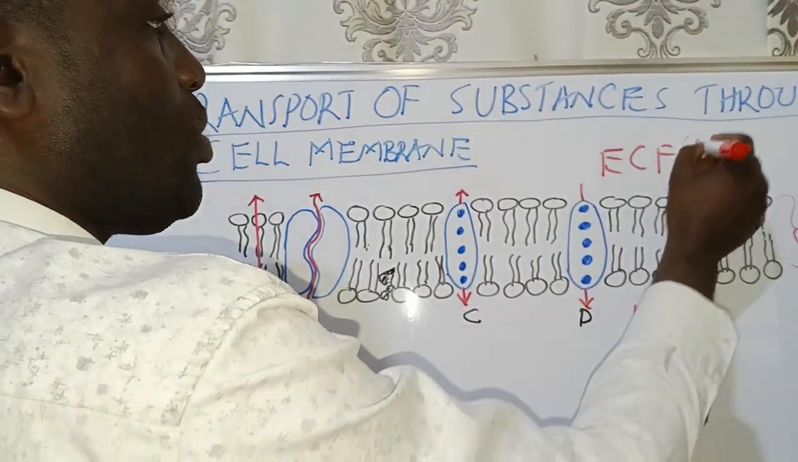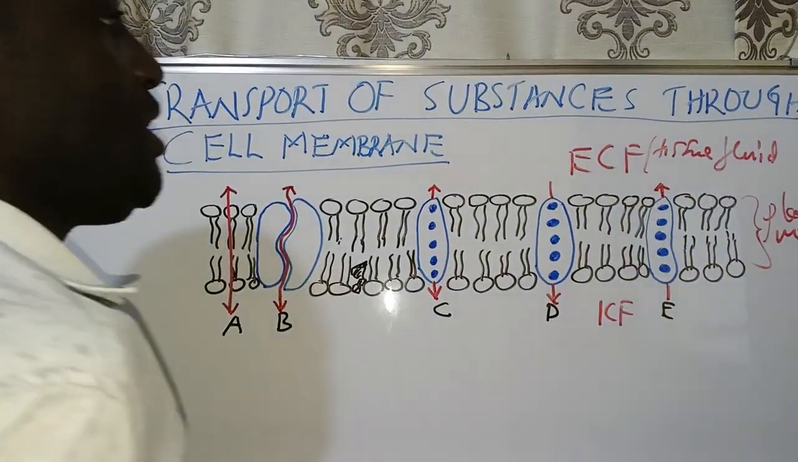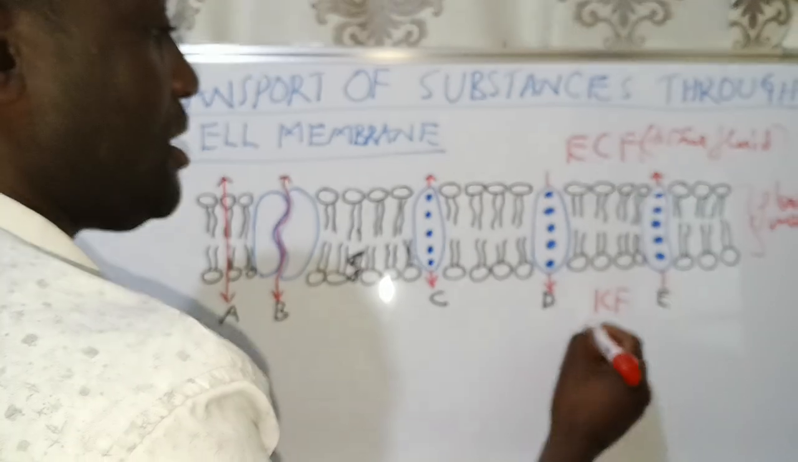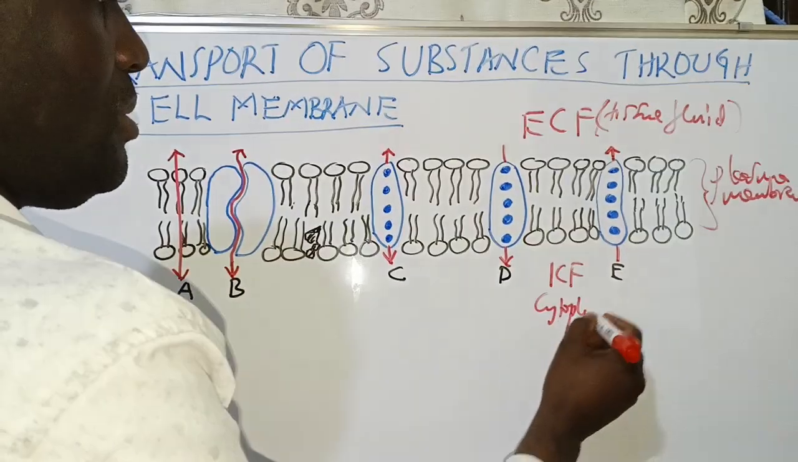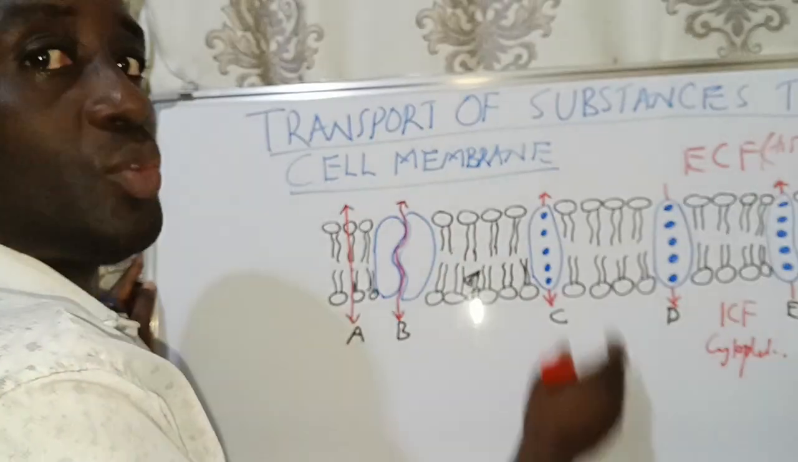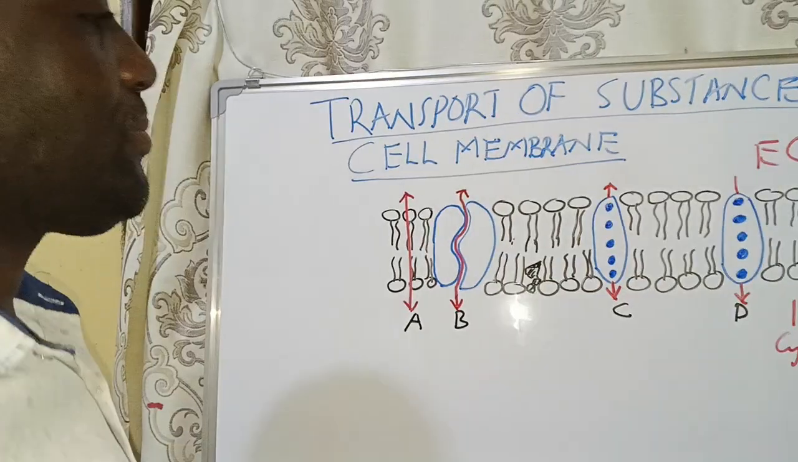In fact, this one you can call tissue fluid, the immediate fluid outside the cell. Now this one here is the cytoplasm. So materials need to enter the cell or to leave the cell. So that is our discussion today.